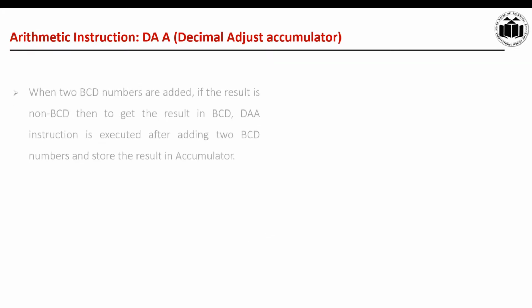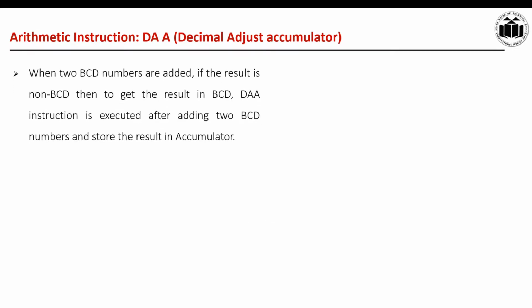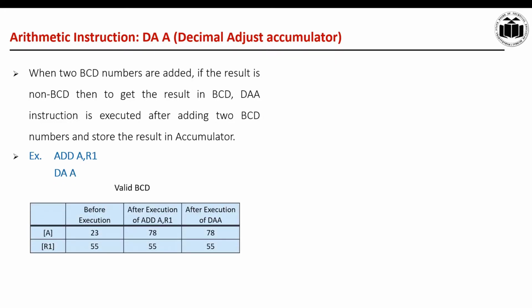DAA instruction. When two BCD numbers are added, if the result is non-BCD, then to get the result in BCD, DAA instruction is executed after adding two BCD numbers and store the result in accumulator. For example, ADD A, R1 DAA. Consider case 1. If accumulator contains 23 and register R1 contains 55, then result is 78, which is valid BCD. So, result will not be altered after DAA instruction.